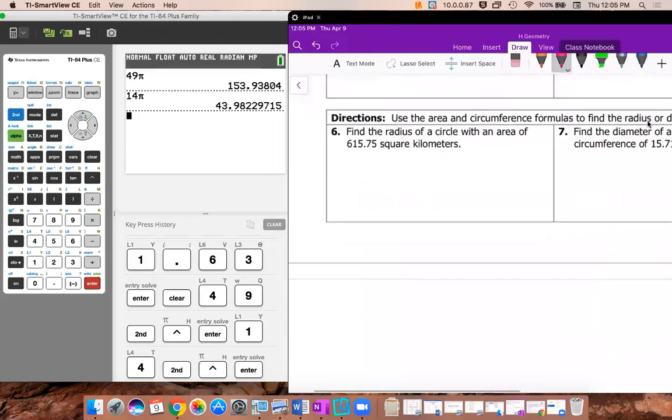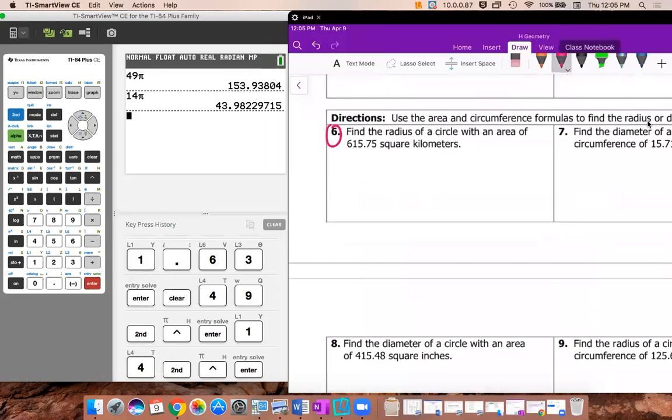Okay, the next one I want to talk through is number 6. It says use the area and circumference formulas to find the radius or the diameter. In this one, it says find the radius of a circle with an area of 615.75 kilometers squared. What we know at this point is our formula for area is pi r squared, and it's going to equal 615.75. And then we're trying to solve for the radius, so we're going to try to get r all by itself.